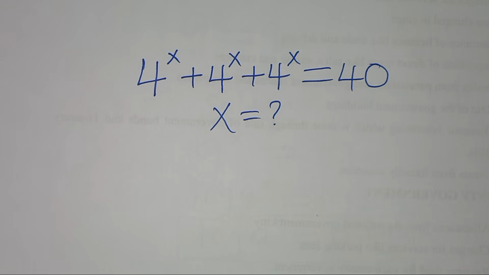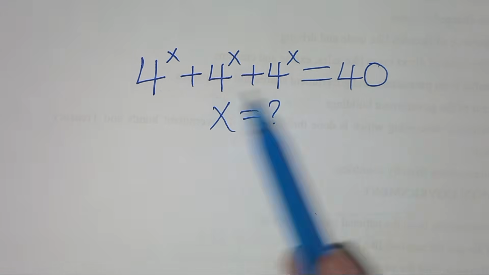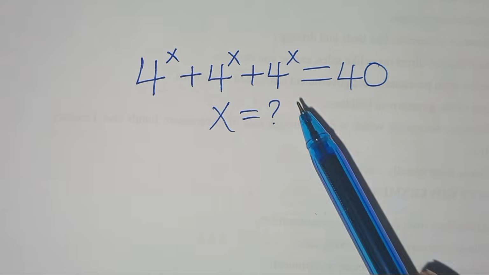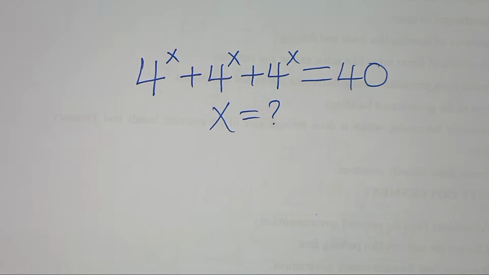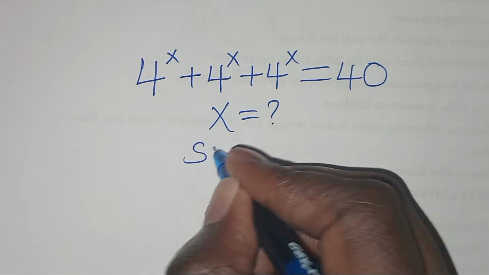Hello everyone, you're welcome to solve this nice exponential equation, which is 4 to power x plus 4 to power x plus 4 to power x. This is equal to 40. So what is the value of x? Solution from here.